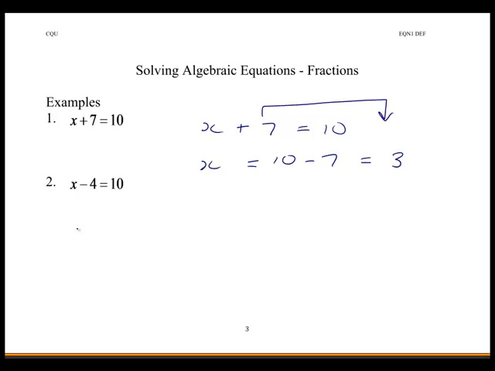Let's look at the next one here. So once again, in this situation, we want to get negative 4 to the other side. So the opposite operation would be positive 4. Okay, the negative is part of it. So bring it across to the other side, and it is a plus now. So our answer is 14.